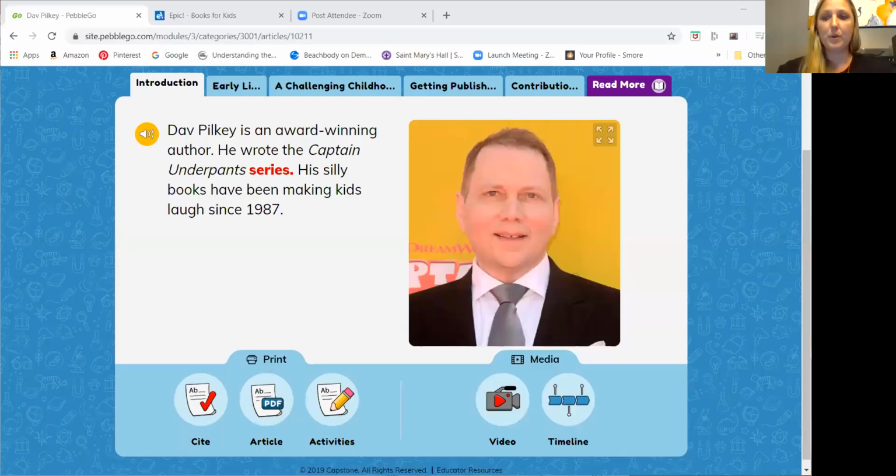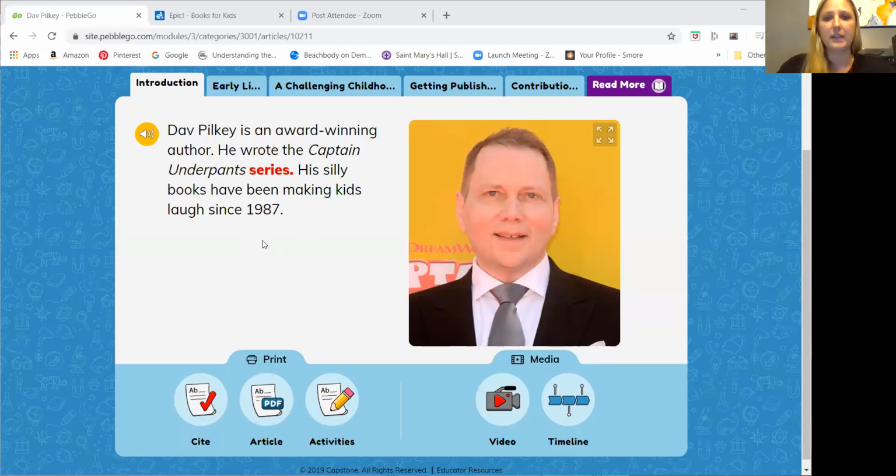So I'm going to share with you my screen, and we're going to go back to Pebble Go. We looked at Pebble Go yesterday, and I chose the interesting person, Dav Pilkey. So I'm going to continue to do my research on him. I like Pebble Go because it does have this feature of reading it to you. I am not going to read every single tab to you. I'm just going to show you how each tab kind of allows me to know where to put some of the information on my graphic organizer.